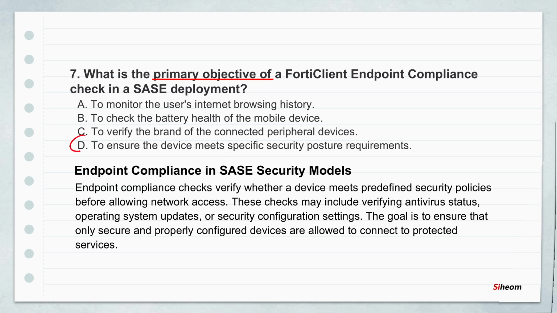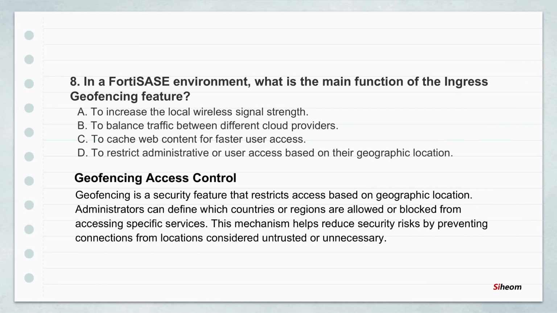That's incredibly strict. Let's shift from endpoint control to edge visibility. Question 8 asks about the main function of ingress geofencing in a FortiSASE environment. The answer is straightforward. D, to restrict access based on geographic location. But the engineering implications of doing this at the ingress point are huge. They are. Geofencing relies on continuously updated IP reputation databases maintained by FortiGuard.